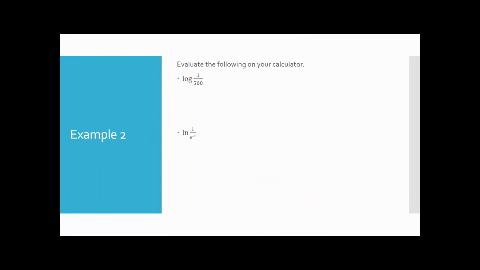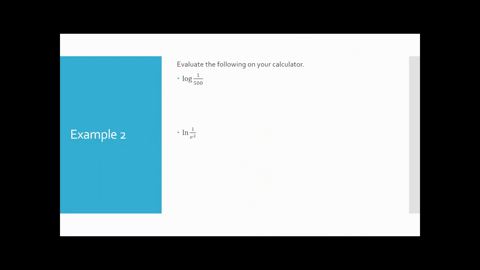Okay, so the next thing is to teach you guys how you do this on your calculator, because a lot of these, as I said, don't come out to whole numbers and you kind of have to do them on your calculator. So we've got log of 1 over 500 and then natural log of 1 over e squared.